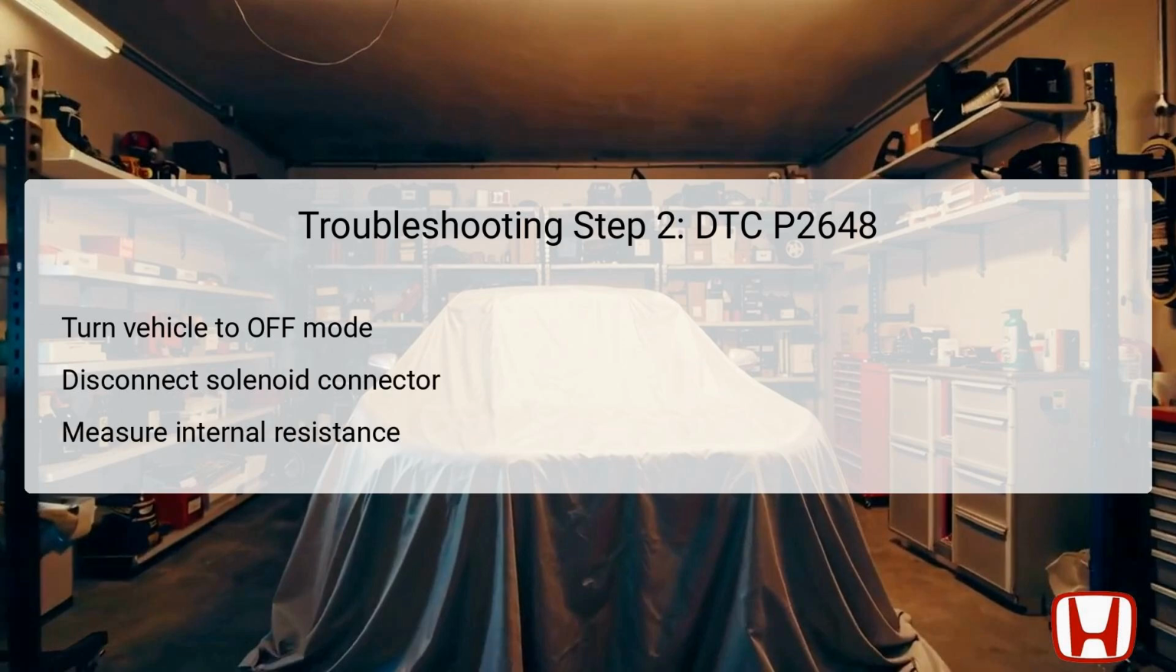For the second troubleshooting step in diagnosing DTC P2648, the technician must first turn the vehicle to the off or lock mode. This is essential to ensure that no power is fed to the solenoid during connection checks. Next, the appropriate connector for the rocker arm oil control solenoid A, bank 1, must be disconnected. This step is vital as it isolates the solenoid for accurate resistance measurements.